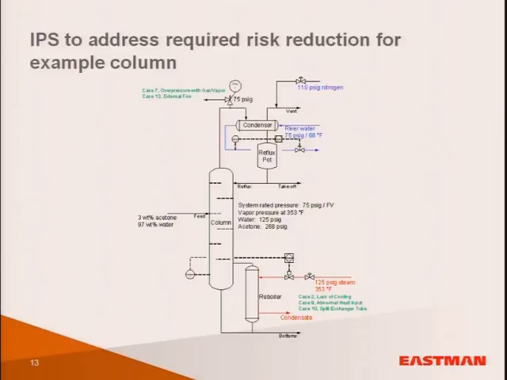So when we implemented an instrumented protective system on the example column, what we did was put in an interlock at the base to close the steam on high pressure in the base. And this allowed us to use that instrumented protective system to address loss of cooling, abnormal heat input, and split exchanger tube in the reboiler.